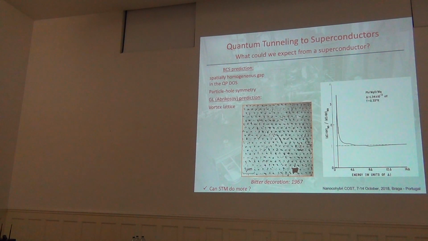And then the feature of superconductors, which is known at the moment that STM is discovered, is that there is a vortex lattice, and this is the result of Bitter decoration. Many of you know this experiment already in '67. So the question is, planar junctions exist well before STM. The vortex lattice is discovered before STM. So what can STM do?